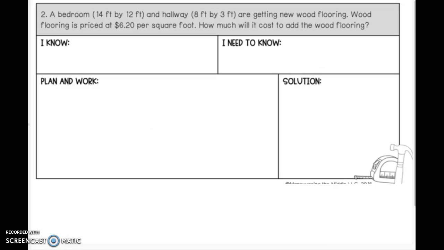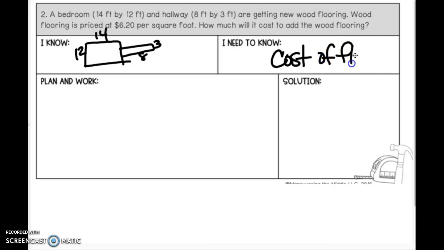Next, we have a bedroom, which is a 14 by 12, and a hallway 8 by 3. I always love to draw the picture. So we have a 14 by 12, and we have a hallway that is 8 feet long by 3 feet wide. So really, we got two rectangles. So we got to figure out how much, because now they say that the wood flooring is $6.20. We need to know what it's going to cost. So cost of flooring.